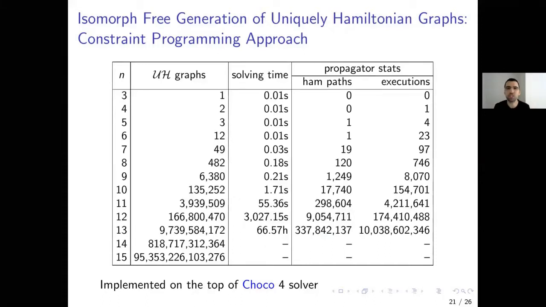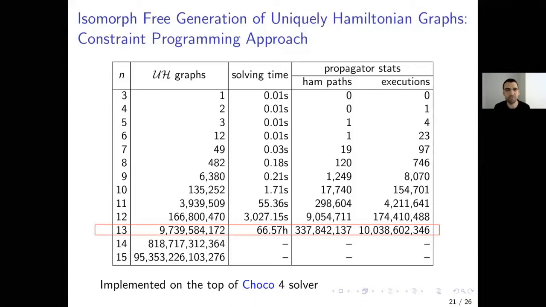We implemented this constraint model on top of the Choco4 solver, and this table details the computation of uniquely Hamiltonian graphs modulo graph isomorphism. The first column indicates the size of the graphs. The second column specifies the number of uniquely Hamiltonian graphs. The third column is the total solving time that was required to generate these graphs with our approach. And the fourth column has detailed statistics about the propagator that we just presented. I will come back to these stats later.